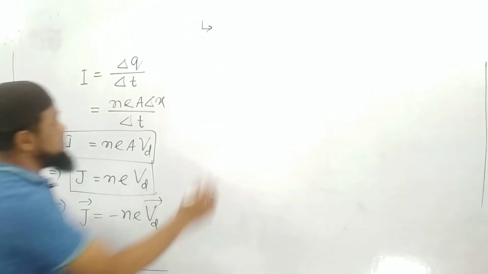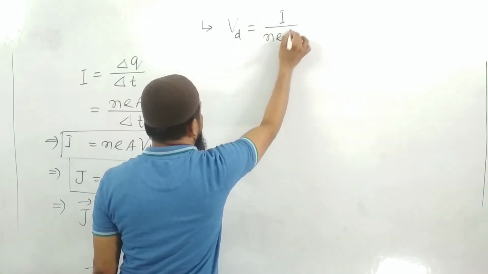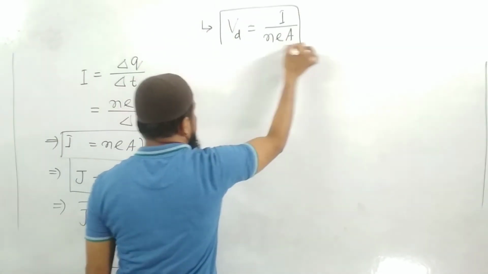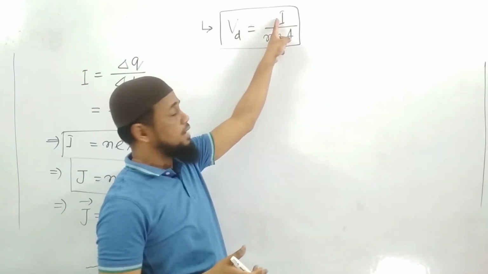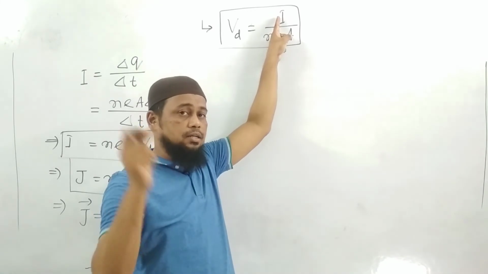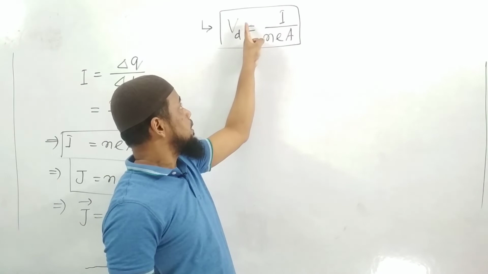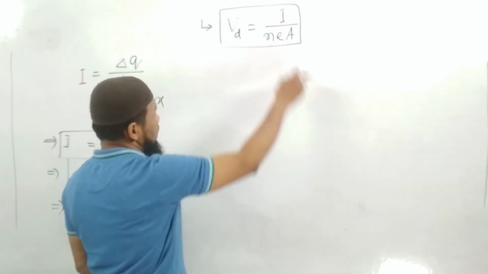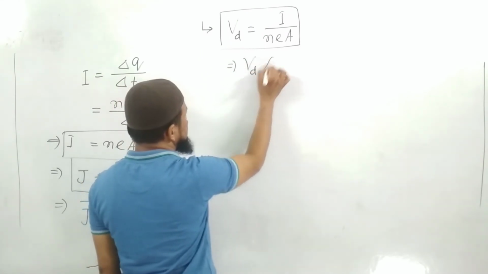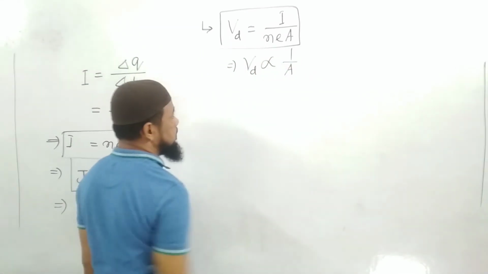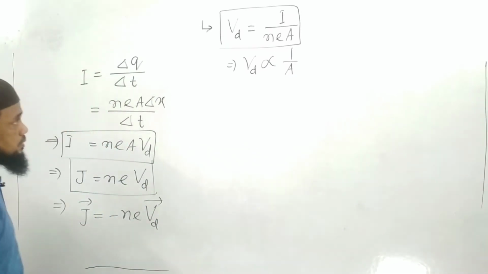So drift velocity vd is nothing but I divided by neA. So if you think the current passing through a conductor is constant, basically it used to be constant, you see drift velocity is inversely proportional to what? Area. Clear? Drift velocity is inversely proportional to area.